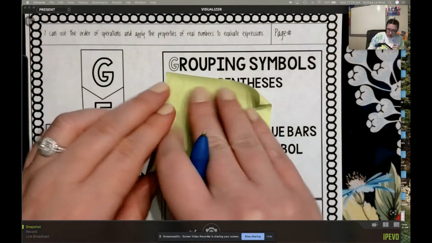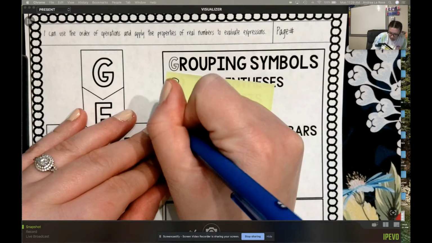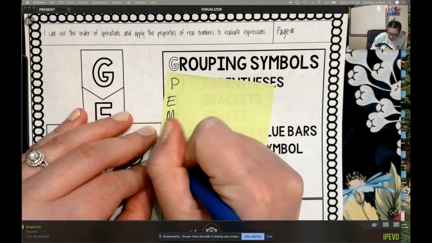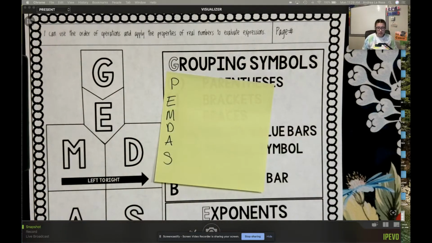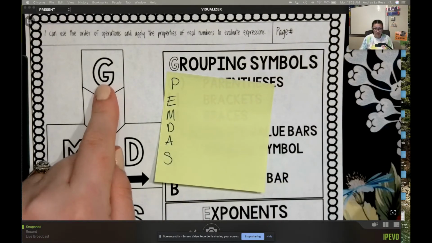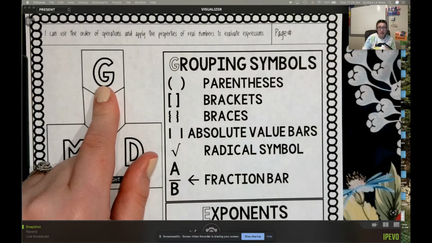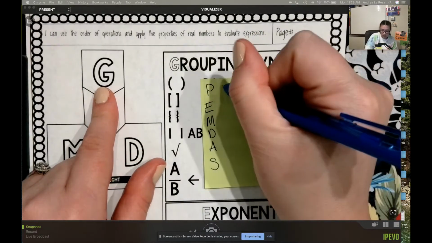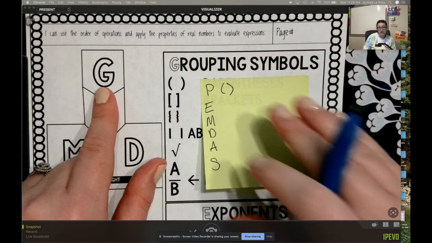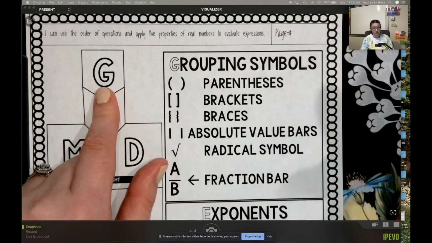You may have also heard PEMDAS: Please excuse my dear Aunt Sally. But I like GEMDAS better. The only difference is that G, because that G reminds us that we're doing grouping. In PEMDAS, the P means parentheses, but we have way more than just parentheses that we would do at first.